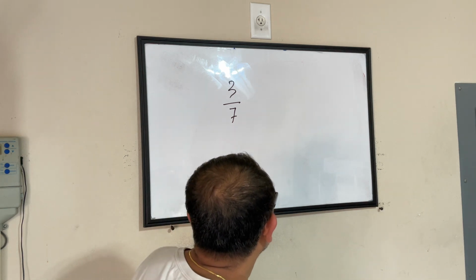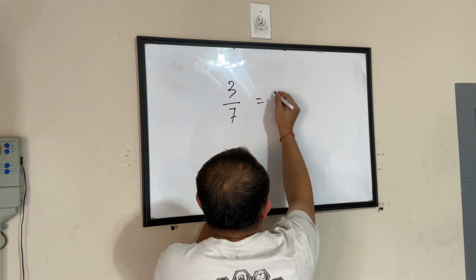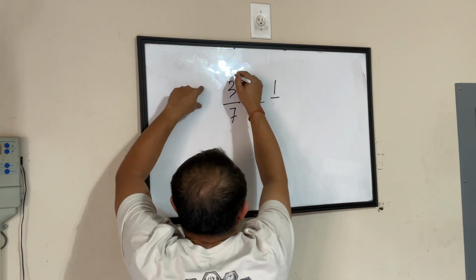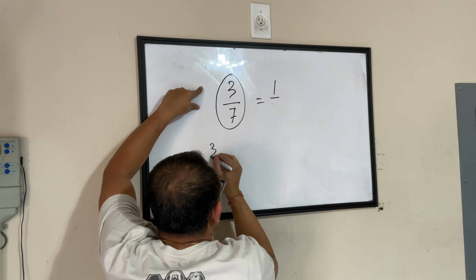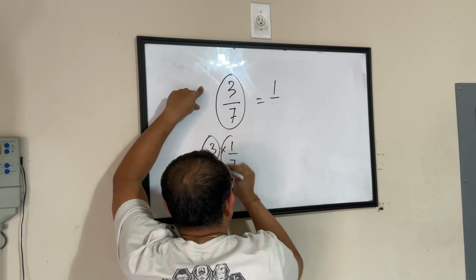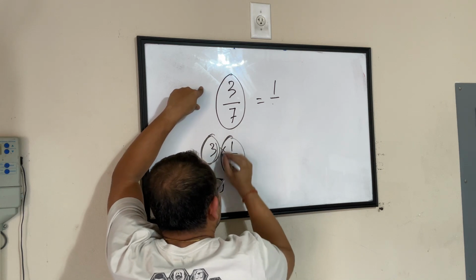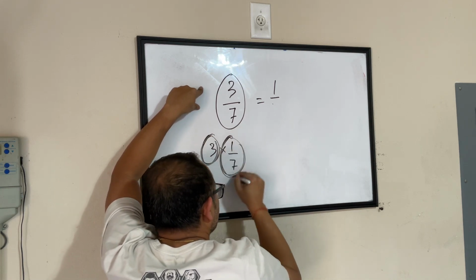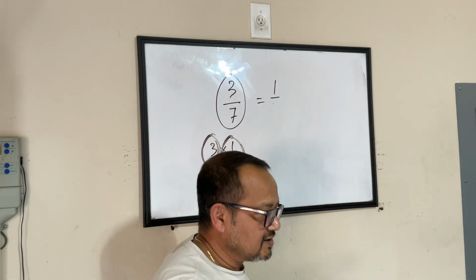So in the last class we saw, if I have 3 by 7, if we have something like this, we can decompose this and say, okay, this is equal to 3 times 1 by 7. Or we can say 3 apples. Or 3 bananas. Or 3 monkeys also. Anything that you like. Yeah?